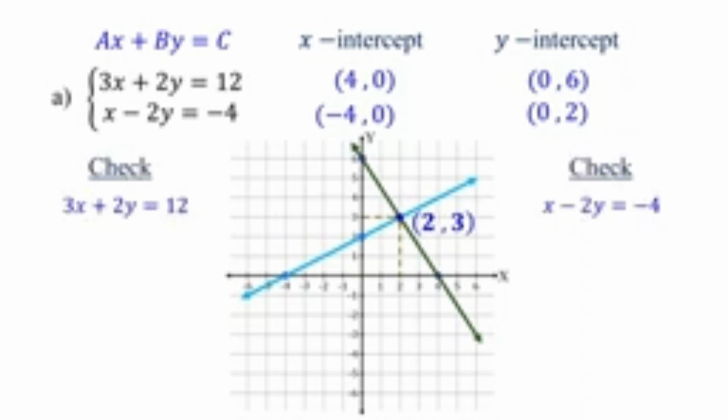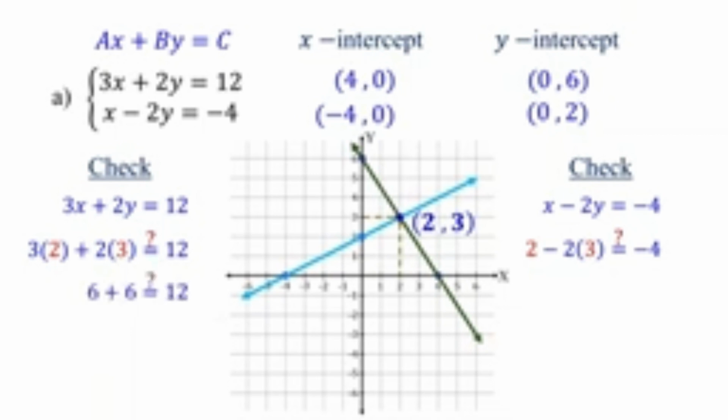We can verify this solution by substituting it into both equations. Substitute 2 for x and 3 for y. In the first equation, 3 times 2 is 6, and 2 times 3 is also 6, which adds up to 12. In the second equation, 2 times 3 equals 6, and 2 minus 6 equals -4. As you can see, both equations are satisfied, confirming that the ordered pair 2, 3 is indeed the solution.